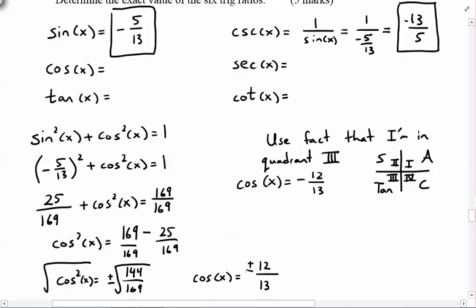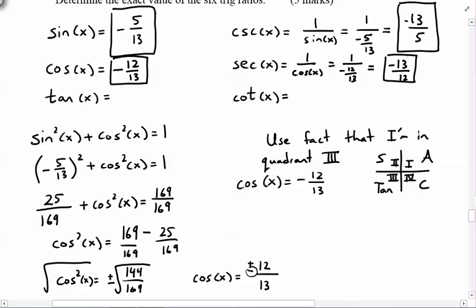I want to choose the negative sign because I'm in quadrant 3 where the x values are negative and cosine is negative. So now I know cosine is negative 12 over 13. And because I know cosine, I know secant. I can just take the fraction for cosine and flip it over because it's the reciprocal of cosine to get secant. So instead of 12 over 13, I have 13 over 12.